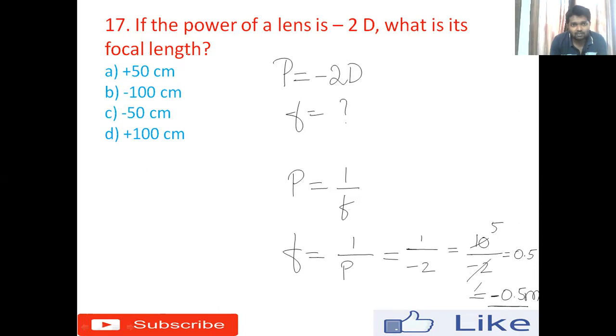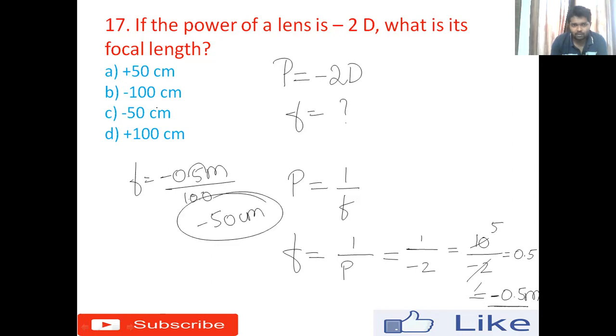But we can see the options are in centimeter, right? So the focal length we got is 0.5 meter. So we have to multiply it by 100. When you shift the decimal point, we get minus 50 centimeter. So the right answer for this question is option C, minus 50 centimeter.